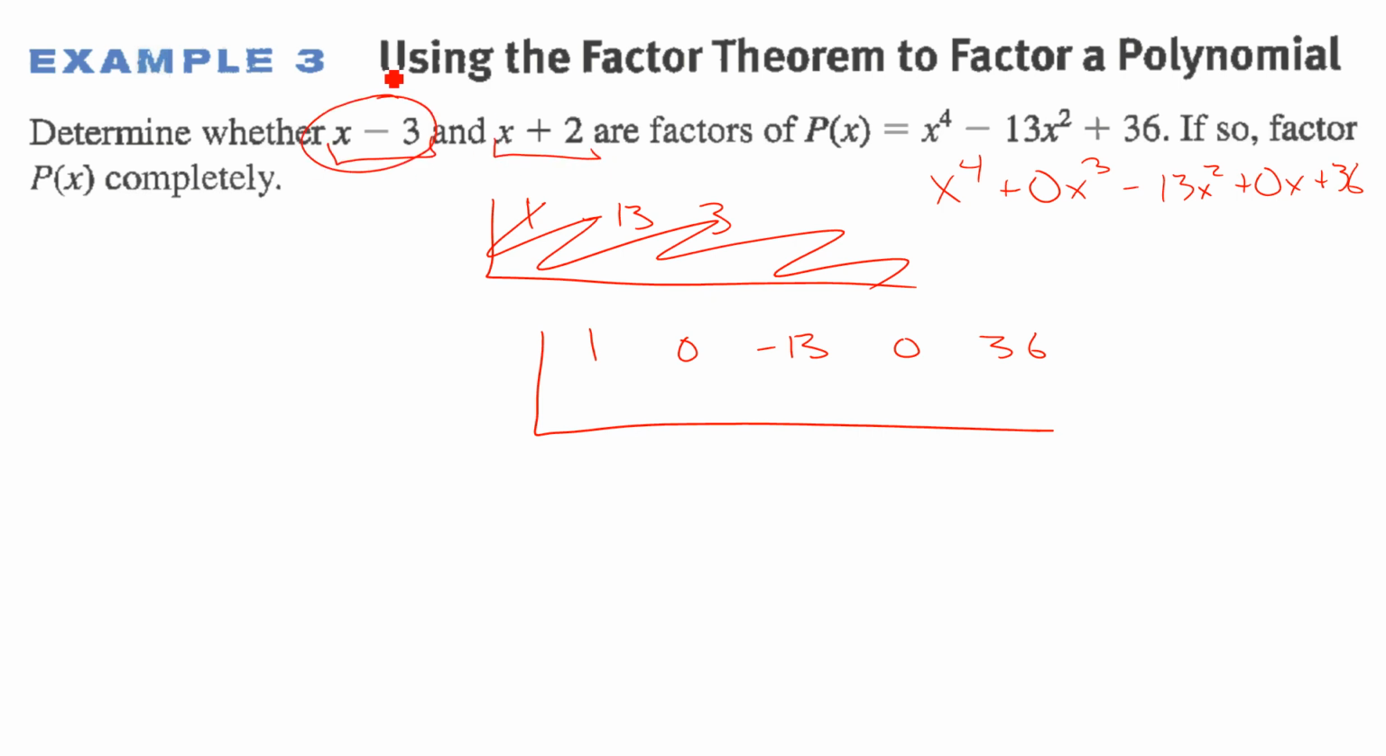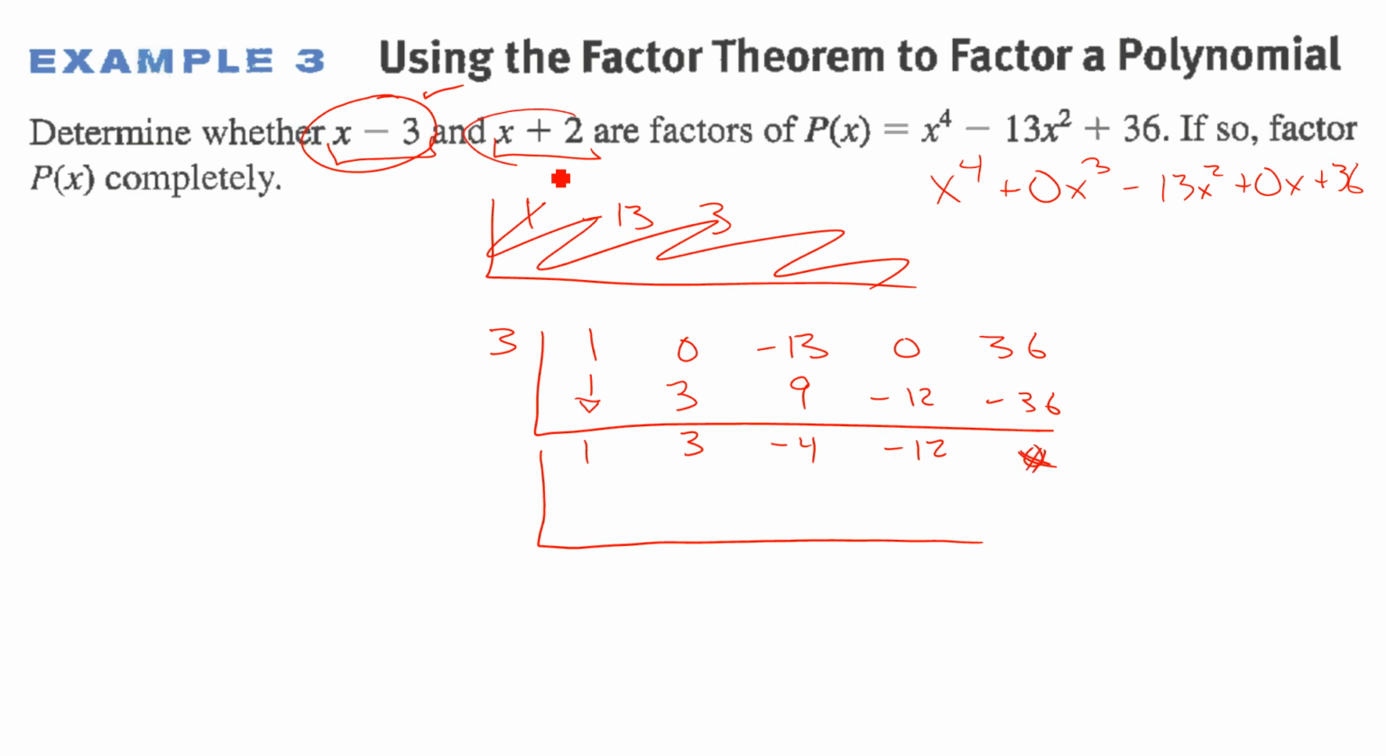So let's start by using the x minus 3. So we'll put 3 on the outside. 1 comes down, get 3, 9, negative 4, 12, and that does turn into negative 36. So x minus 3 is a factor. Now we're going to keep going. To keep going, we're going to keep going from the answer we just got. Don't worry about the 0 because we said it is a factor. Let's divide this answer by x plus 2.